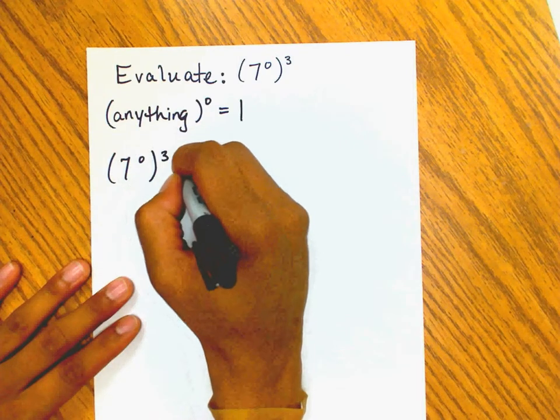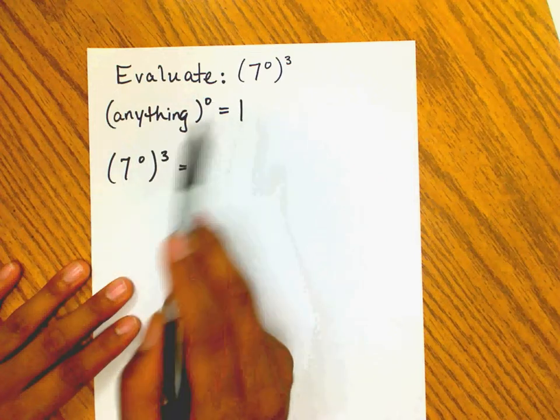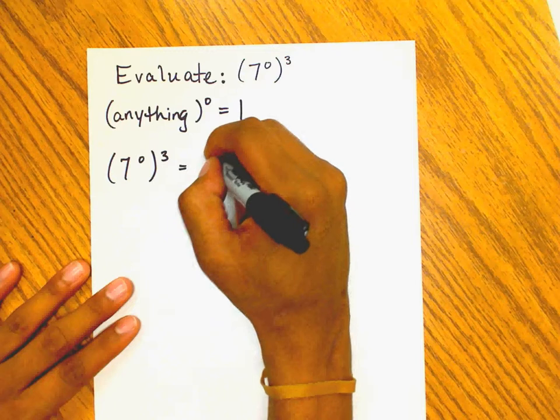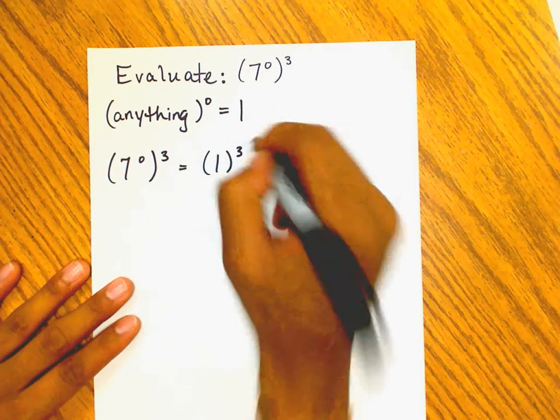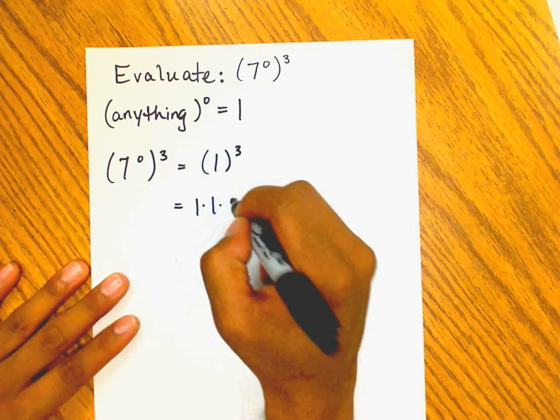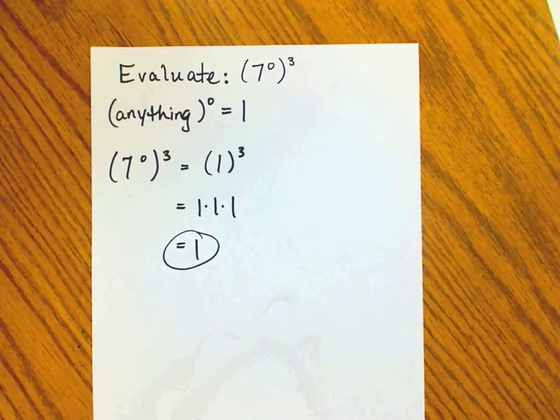All right. Well, if anything to the 0 power equals 1, then that means that 7 to the 0 power is just simply equal to 1. So I'm just going to rewrite that as 1 cubed. Now, 1 cubed just means 1 times 1 times 1, which is just going to give me 1. Final answer, and I'm done. Okay, let's take a look at another problem.